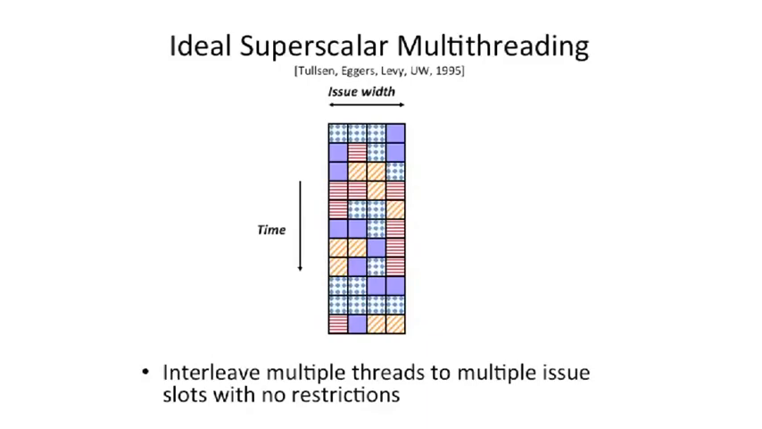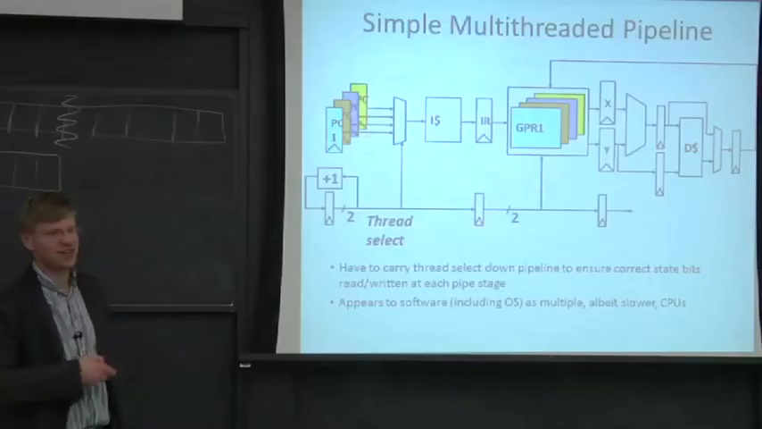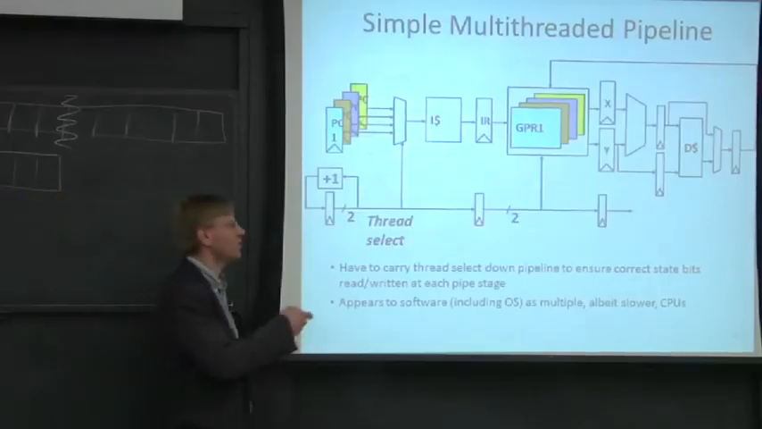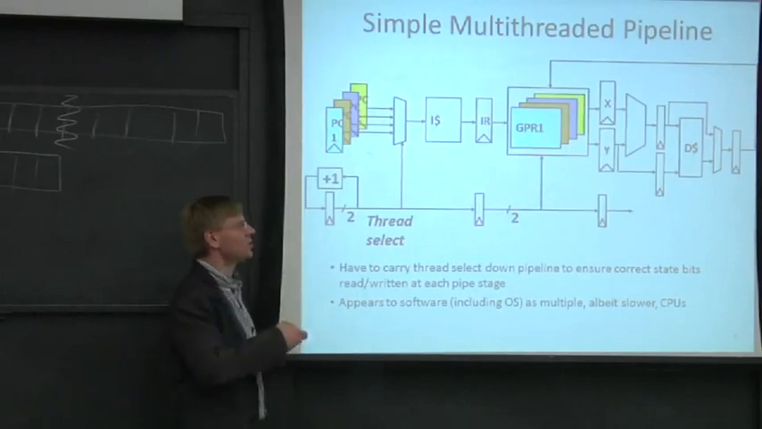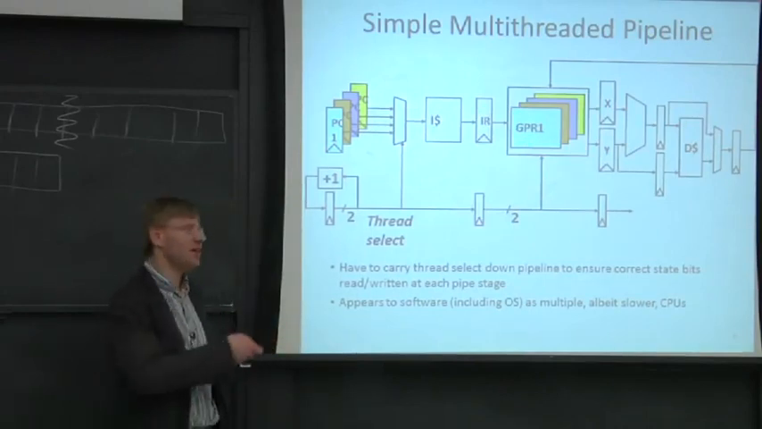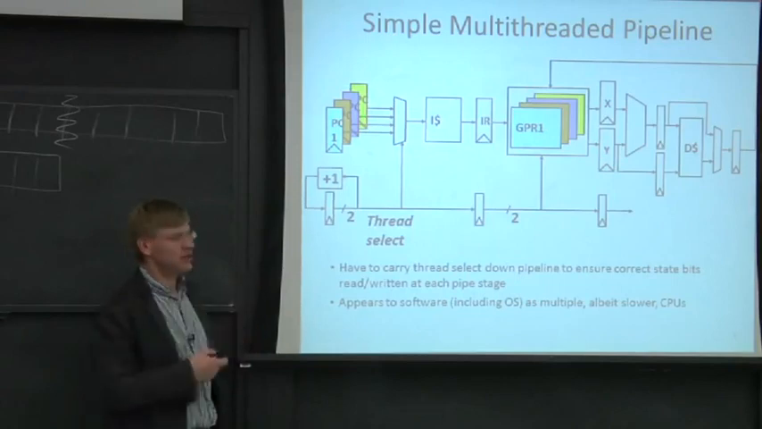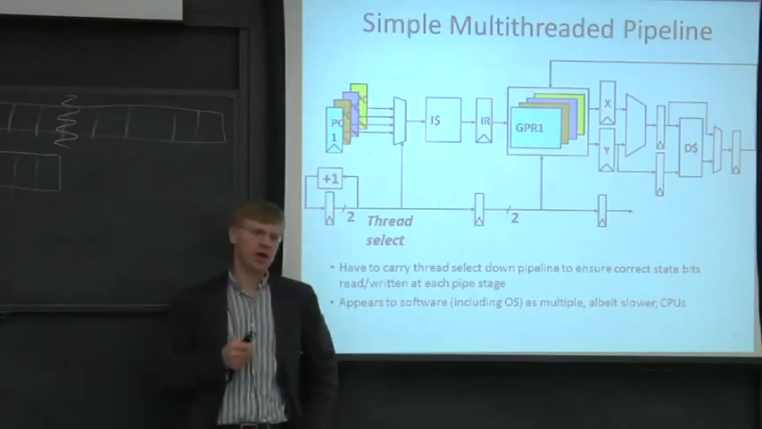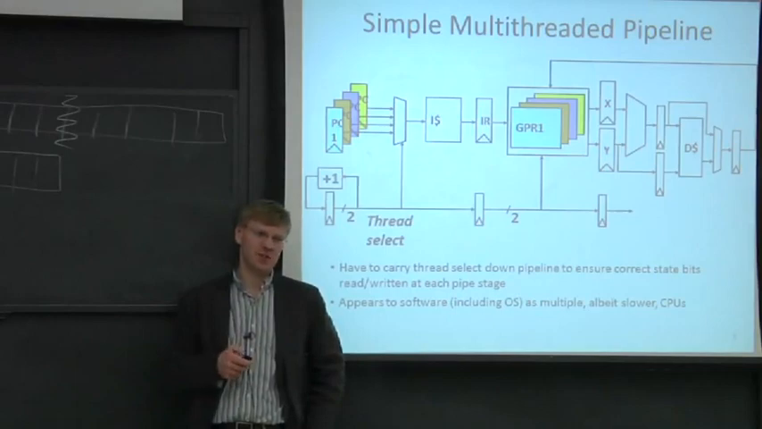Now, this gets quite a bit harder than this basic design here, because now we actually have to read from the register file for different threads simultaneously, and we have to fetch different code from different program counters simultaneously in this processor.